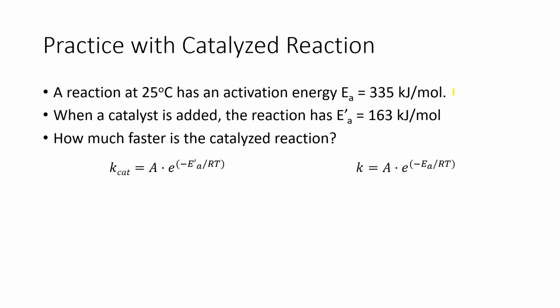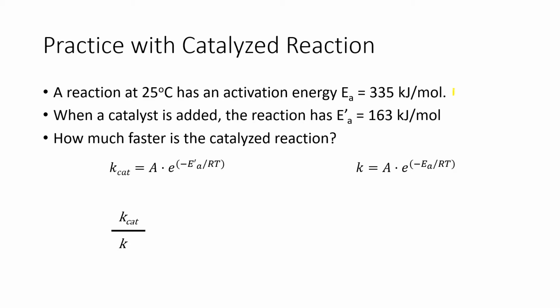For the uncatalyzed reaction, we're going to write the Arrhenius equation straight up with the activation energy being simply E sub A. Everything else pretty much the same. When we ask the question, how much faster is the catalyzed reaction? Essentially, we're trying to figure out, so how many times faster? What is the proportion? So let's do the proportion of k cat over k.